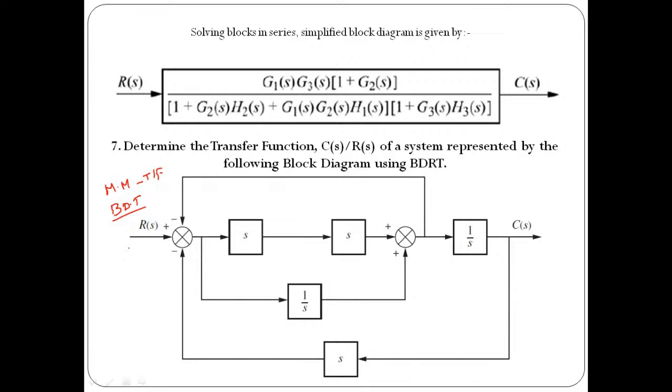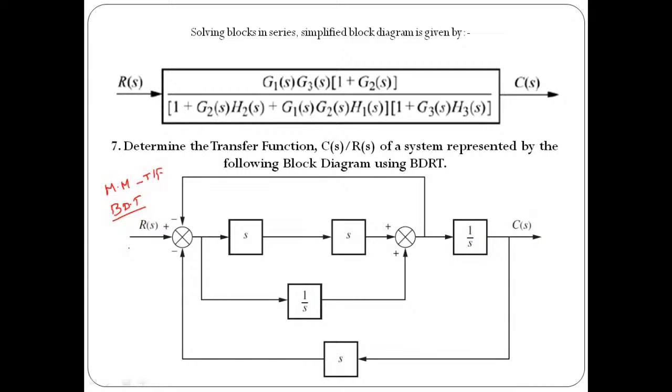In the same way, if the series and parallel combinations are over, then go for eliminating the closed loop. And after that, think whether it is possible to shift a takeoff point before a summing point, or a summing point after a takeoff point, or a summing point after a block, or a takeoff point before a block.